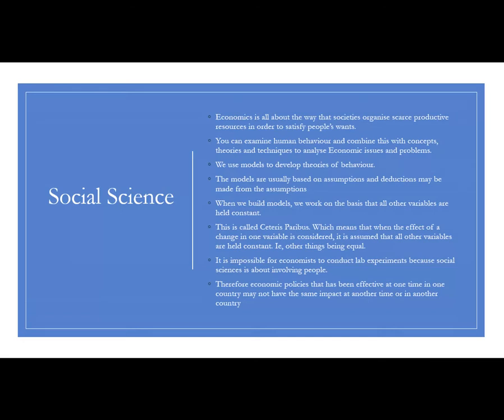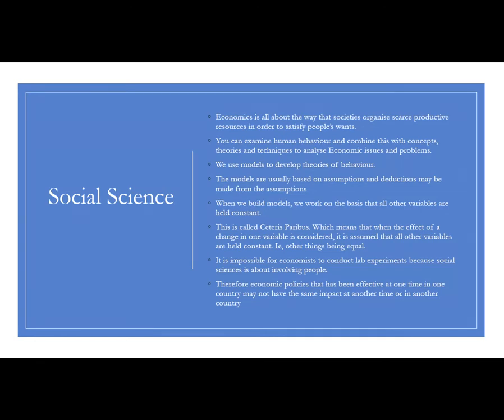Now, what are these models based on? They're usually based on assumptions, and deductions may be made from the assumptions. So when we build models, we work on the basis that all the other variables are going to be held constant. This term is very important throughout your whole A-level economics curriculum, and it is called ceteris paribus, which basically means that when the effect of a change in one variable is considered, it is assumed that all the other variables are held constant. Okay, so you need to make sure that you really do understand this term, i.e.